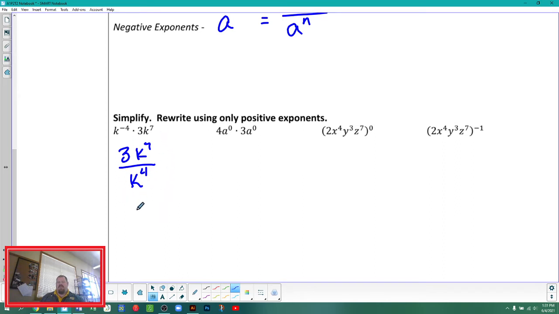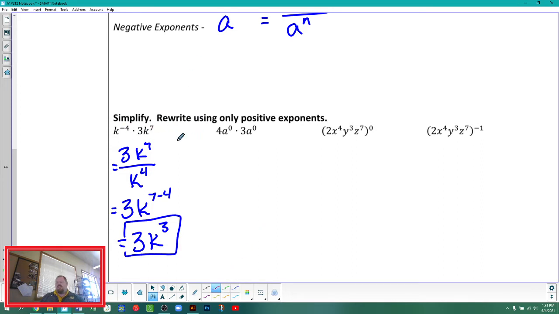And now at this point, I can subtract my k's. I'm thinking about the 3 being set off to the side. And then it would be k to the 7 minus 4th power, which would be 3k to the 3rd power. And now that's right, that's correct. That's using all my rules to their kind of maximum extent. And that's okay.